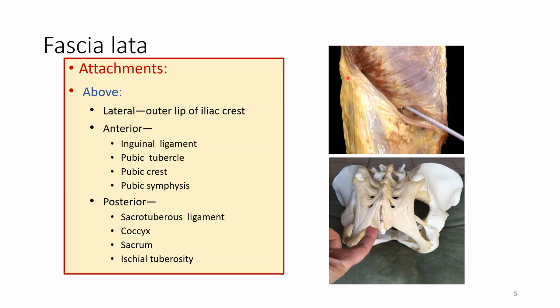And when we see its attachments posteriorly in the upper part, it is attached to the sacrotuberous ligament, the sacrum and coccyx, and also to the ischial tuberosity. So these are the attachments of it anteriorly in the upper part, and its extension onto the posterior aspect.